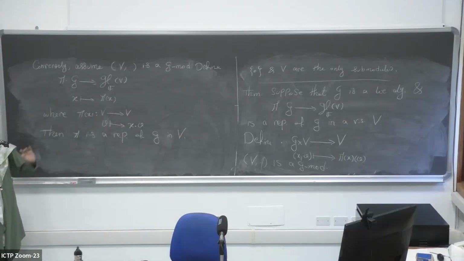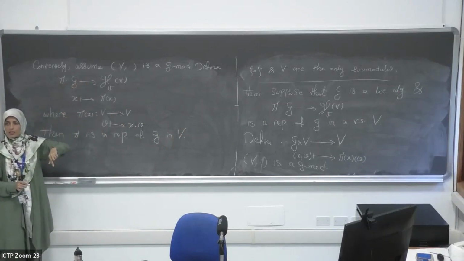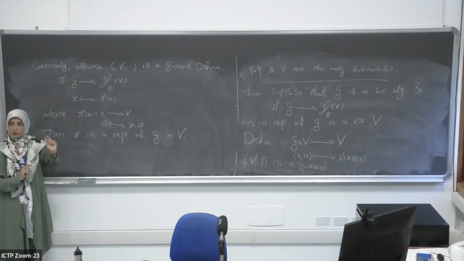Okay? If I start with a representation, I get a G module. And if we start with a G module, we get a representation. And this is a one-to-one correspondence.